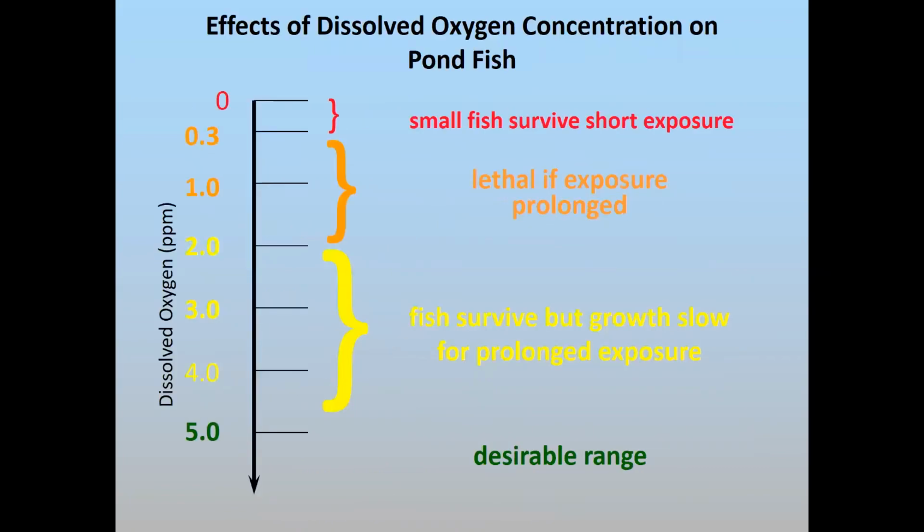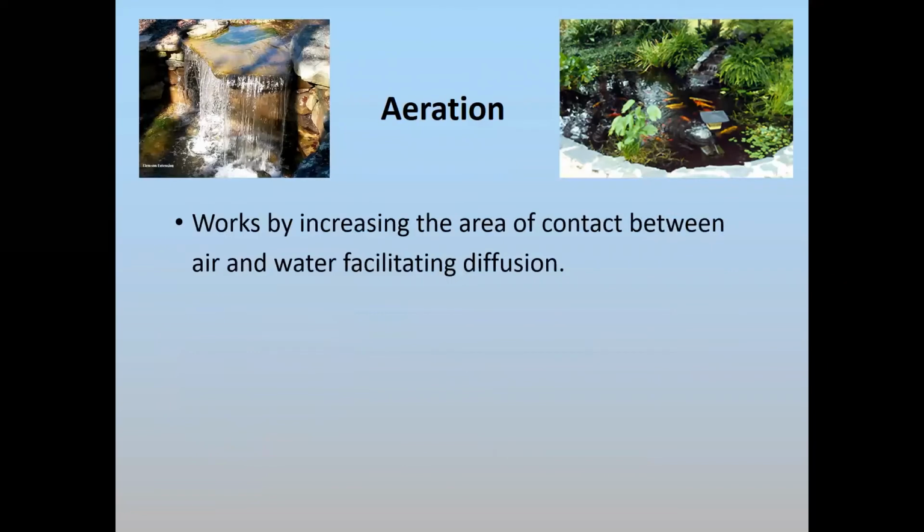So this is a nice little graph that kind of shows you the typical levels. Obviously a dissolved oxygen of 5 parts per million would be desirable. And if you have oxygen or aeration going on in your pond continuously, then you may not get into low dissolved oxygen situations. But again, we're trying to maintain a desirable range at all times. So aeration is one way to do that, certainly.